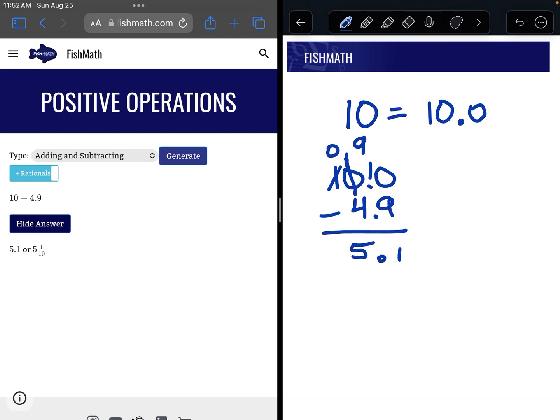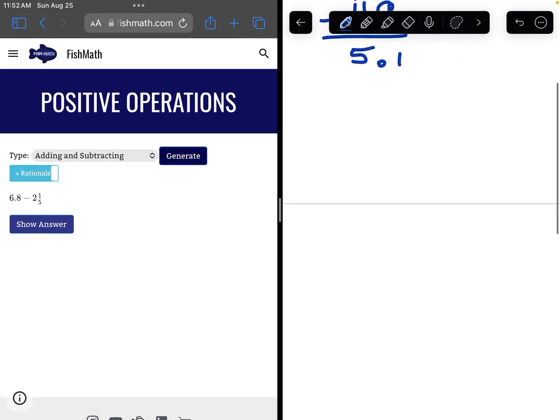So next we're going to do another problem here. Let's try one with some mixed numbers. Here we go. So this one, 6.8 minus 2 1/5. When you've got a mixed number and you've got some decimals, it's good to put them both into the same form. It doesn't really matter. I prefer putting them both into decimals. I think we're a little bit better at subtracting decimals than we are mixed numbers, at least me personally. So I'm going to rewrite 2 1/5 so it's in decimal form.